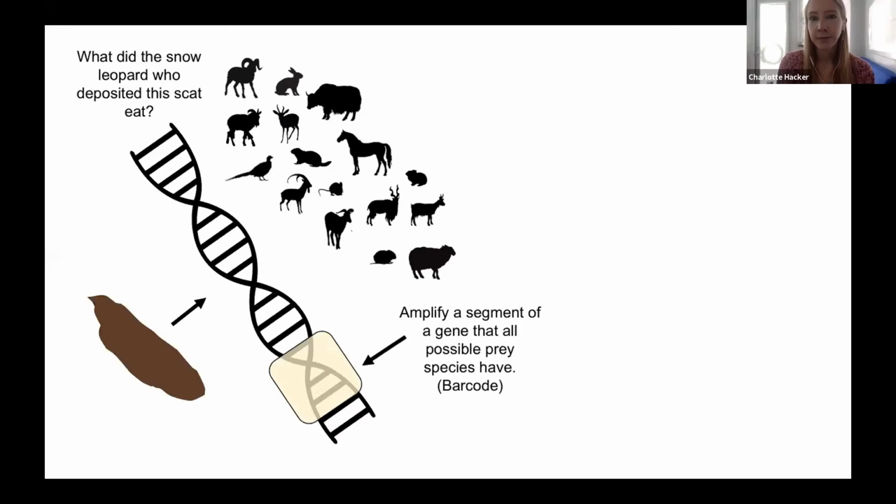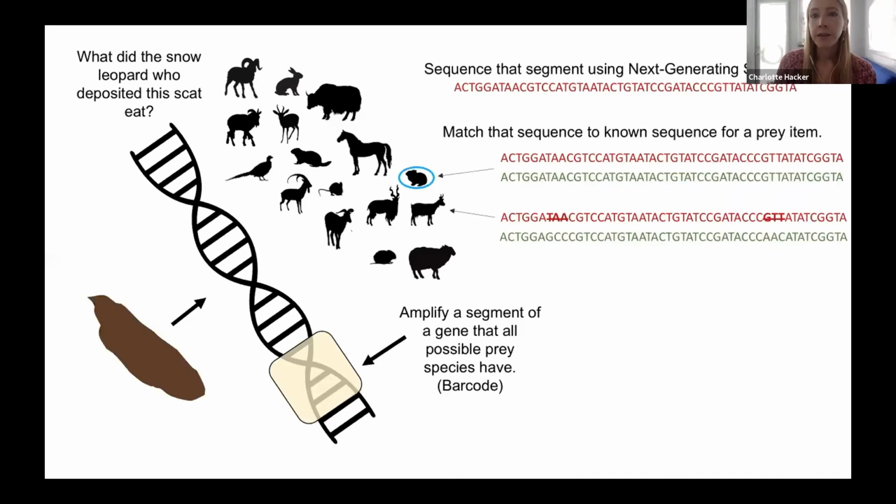You want to make sure, though, that this barcode is actually divergent enough to be able to tell all of your different prey species apart. And so, for example, once you actually amplify that segment, you're going to sequence it using next generation sequencing, which is just a platform of high throughput sequencing that's going to determine the order of your nucleotides for your amplified segment.